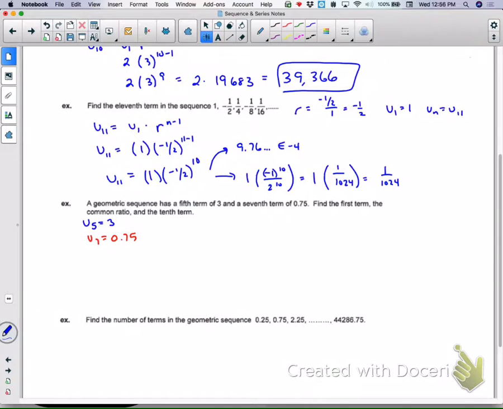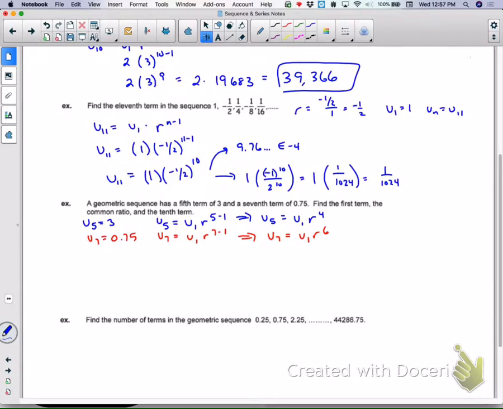Okay, so in this case, I can write a generic equation. To find the 5th term, I would take the first term times r to the 5 minus 1 power. To find the 7th term, I would take the first term times r to the 7 minus 1 power. All right, well, that's going to give me u sub 5 is equal to u sub 1 r to the 4th power. And that would give me u sub 7 is equal to u sub 1 r to the 6th power.